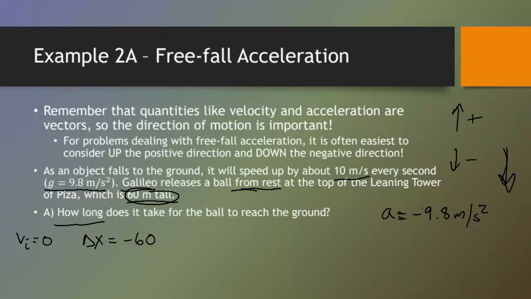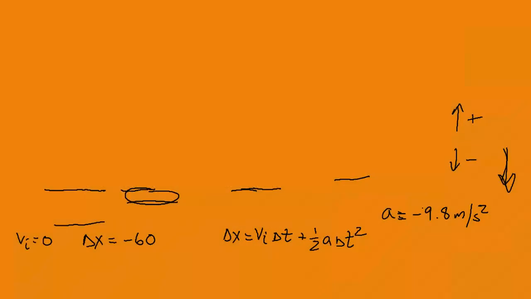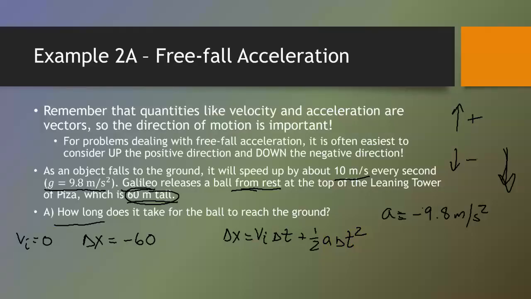And then finally, our acceleration, negative 9.8 meters per second squared. We can use delta x equals v_i delta t plus 1/2 a delta t squared to find the time, to find delta t. With no initial velocity, this component just goes to 0. And so delta x, negative 60, is equal to 1/2 times negative 9.8 times t squared.